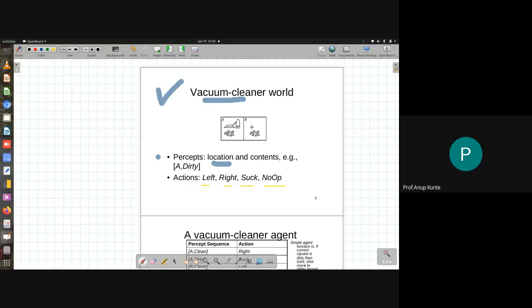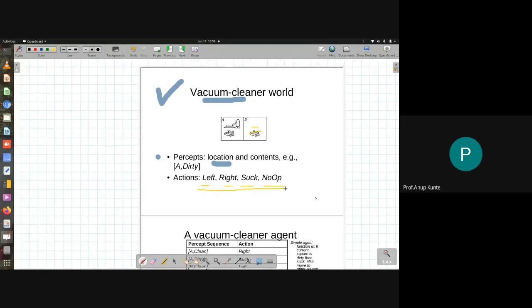Then it moves to the right and comes over here. Then it will suck. So this operation is actually clearing the dust. So now there will not be dust in this room. And then it is doing no-op, which means it is staying back in this room. So what will you say about such a sequence of operations or such a sequence of actions?